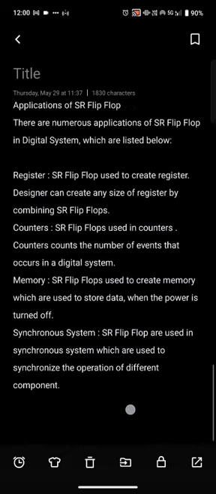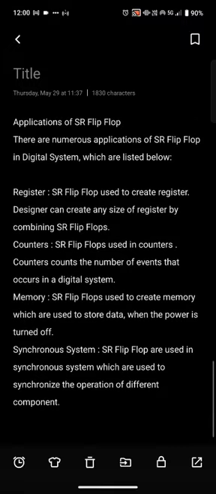Synchronization systems. The SR flip-flop is used in synchronized systems, which are used to synchronize the operations of different components.